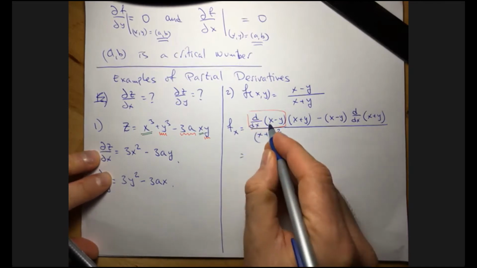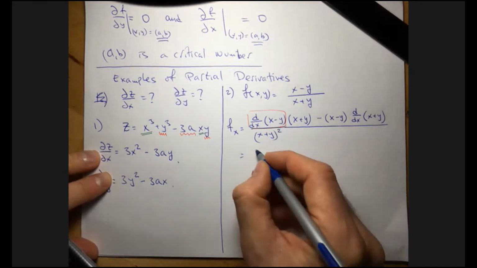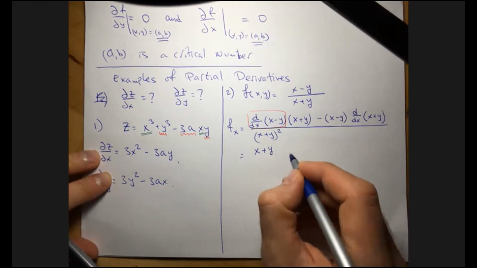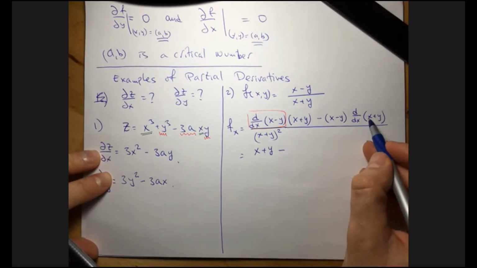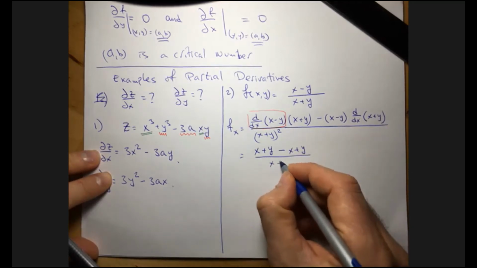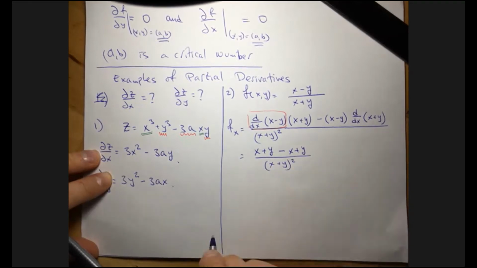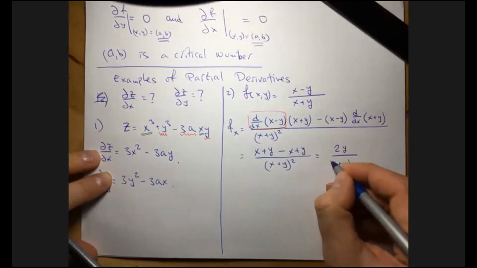So derivative of x is 1, derivative of a constant is 0. So you have x plus y here, minus derivative of x is 1, derivative of y is 0. So minus x minus y over x plus y squared. And this is equal to 2y over x plus y squared.